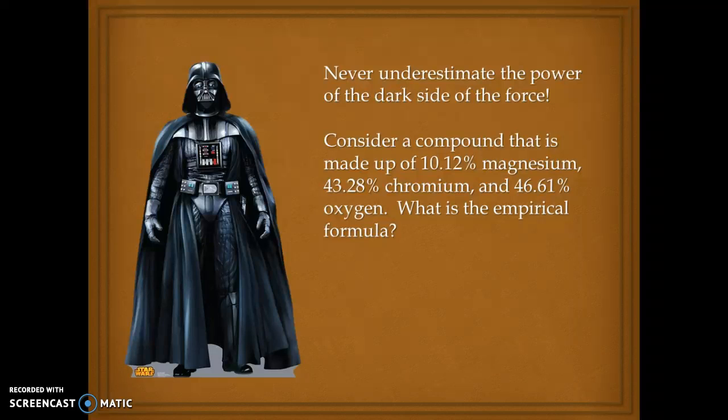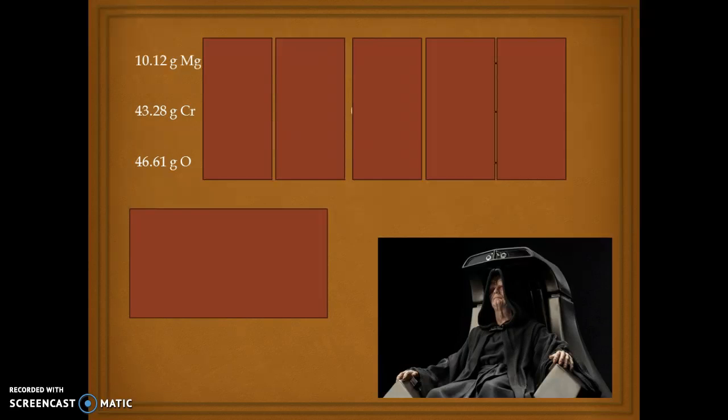Consider a compound made up of 10.12% magnesium, 43.28% chromium, and 46.61% oxygen. And we're going to find the empirical formula. This time, I recommend you do the process as I give you the step. You go through it and pause after each time I give you a step and try it, and then you can check your answer by hitting play again.